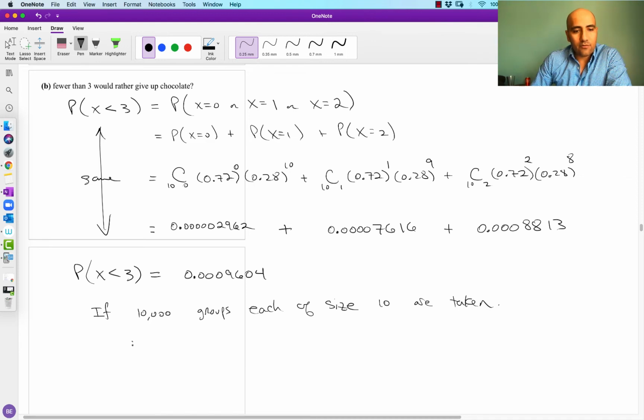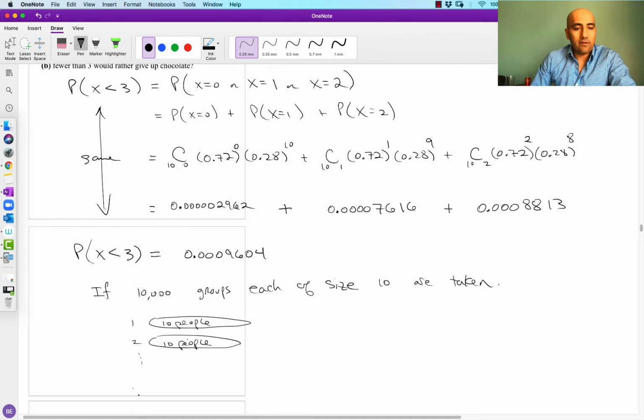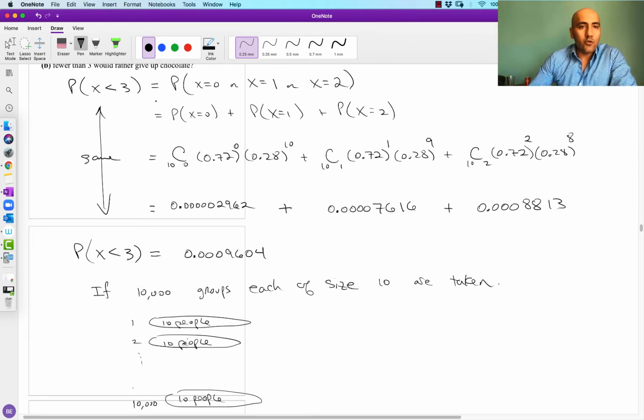We can visualize that. Group number 1, there's 10 people there. And then number 2, 10 people there. Right, and so on and so forth. And we do this for 10,000 of them. Way down here, there's 10,000 of these groups. So there's a lot of these groups, 10 people. Okay, so each one of these groups, we're going to ask them the survey question. Would you rather give up chocolate than your cell phone?